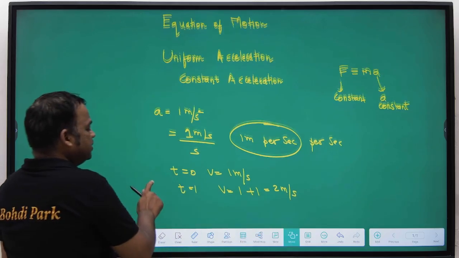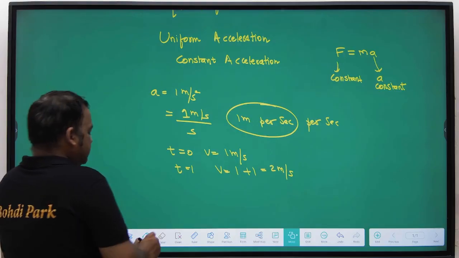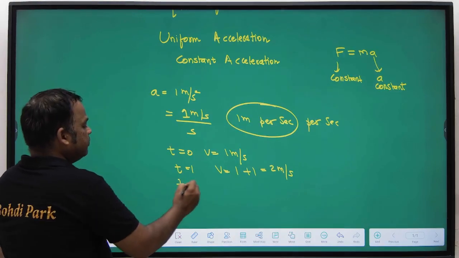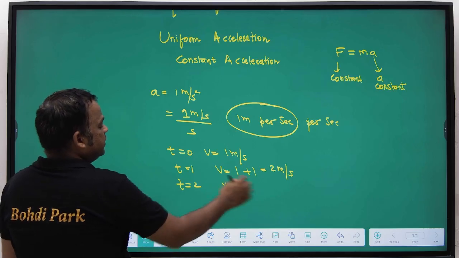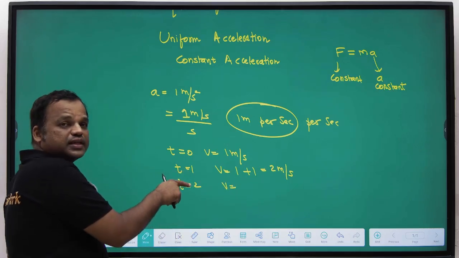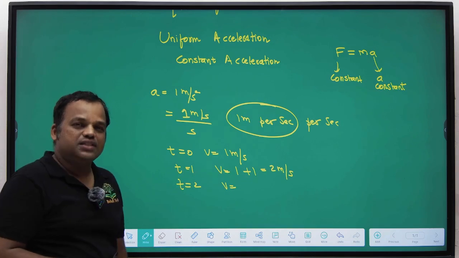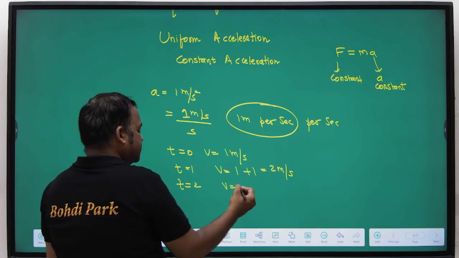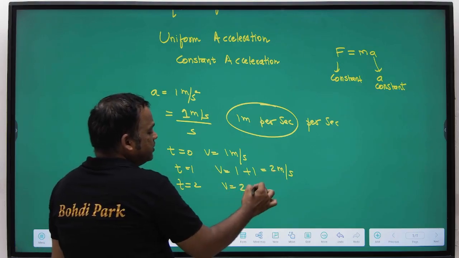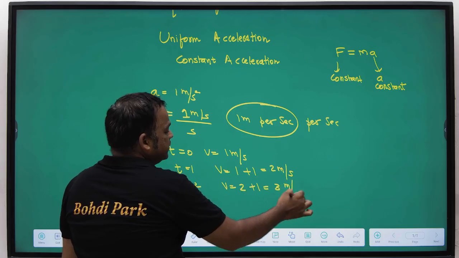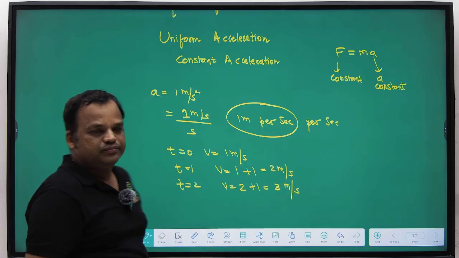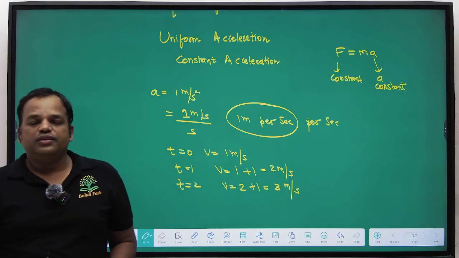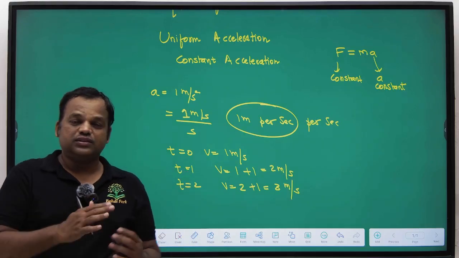And at t is equal to 2 seconds, velocity will be, now from 1 to 2 seconds, the velocity will again change by 1 meter per second. So at 1 second, velocity is 2 meter per second. So at 2 seconds, velocity will be 2 plus 1, that is 3 meter per second. So this is how acceleration works.